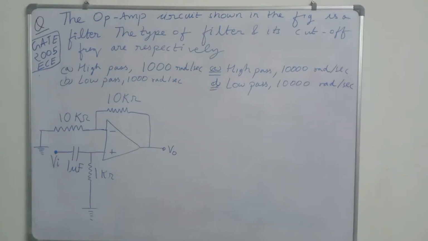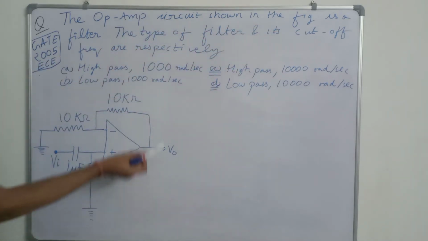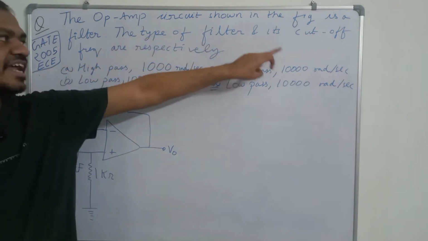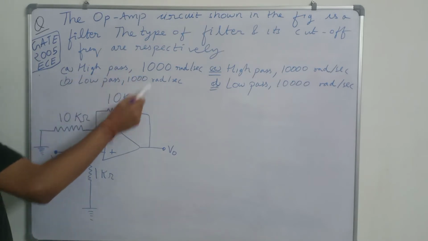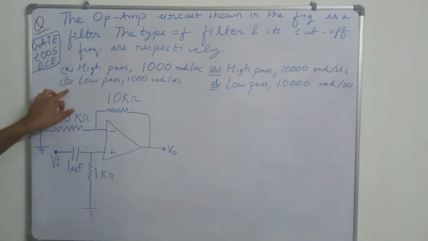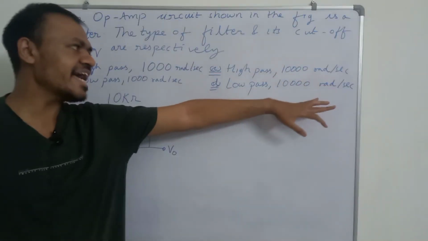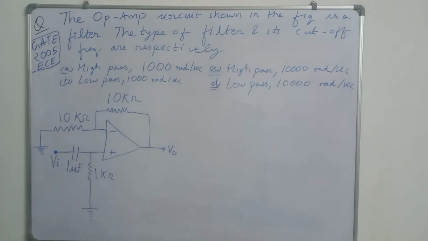This is a question from GATE 2005 electronics. It says that the op amp circuit shown in the figure is a filter. We have to find the type of the filter and its cutoff frequency respectively. Option A is high pass 1000 radian per second, option B is low pass 1000 radian per second, option C is high pass 10,000 radian per second, and option D is low pass 10,000 radian per second.